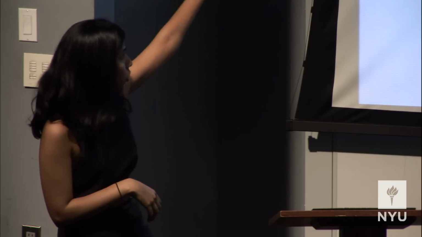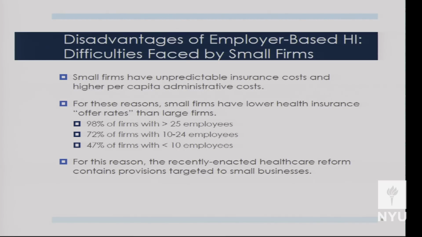So in a small firm, insurance costs are less predictable, and you're going to have higher administrative costs, right? Because you're dividing those fixed costs. You need at least one person running your system, right? You're dividing that administrative cost over fewer people, and you're going to have higher administrative loads per capita. So in fact, we see differential offering by firm size.